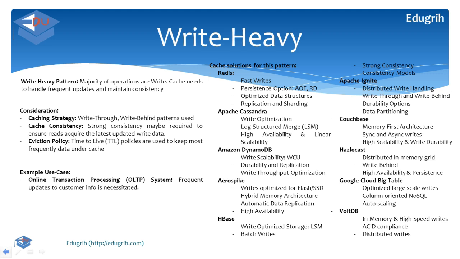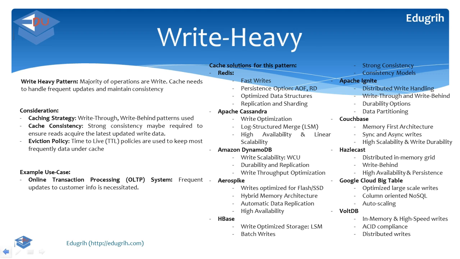Apache Cassandra, write optimization is there. Log structured merge trees, LSM trees, are used for managing the writes. High availability and linear scalability, adding more nodes to Cassandra is easily feasible, and it takes care of managing or distributing the data across. Amazon DynamoDB, it has write scalability, it supports durability and replication.